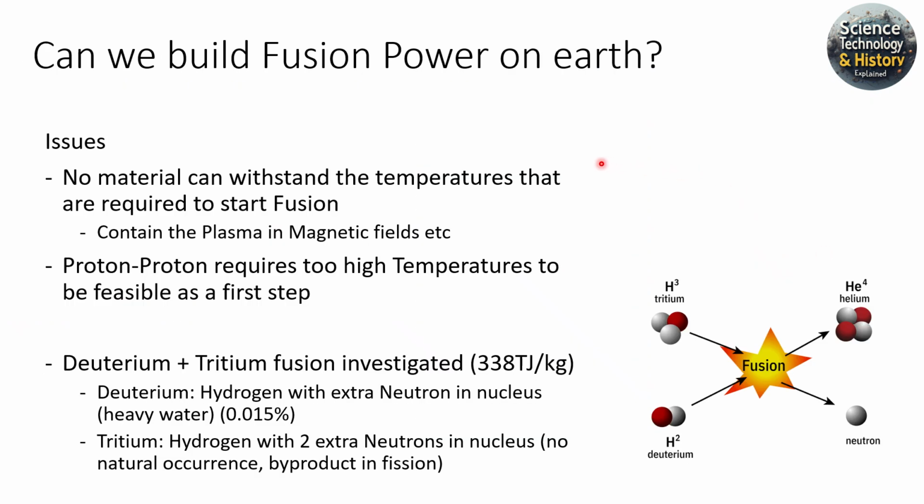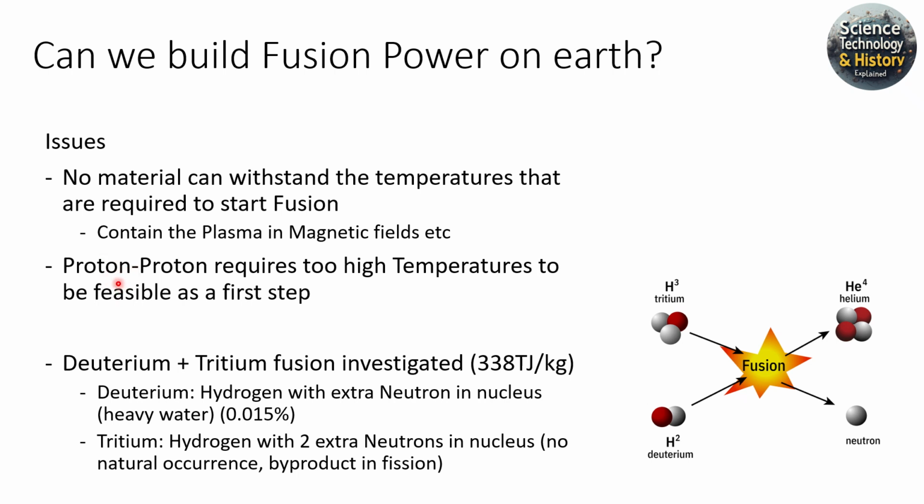And now the question comes: can we build fusion power on Earth? Could we utilize the same processes on this planet where we don't have 15 million degrees and immense pressures? There are a lot of issues for sure. Basically, no material can withstand the temperatures that are required to start the fusion. You can't have a container and keep a 15 million degree hot mass that takes the form of plasma. You need to somehow contain the plasma in magnetic fields or something like this to avoid it touching something.